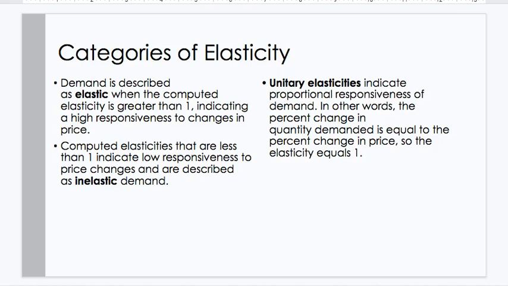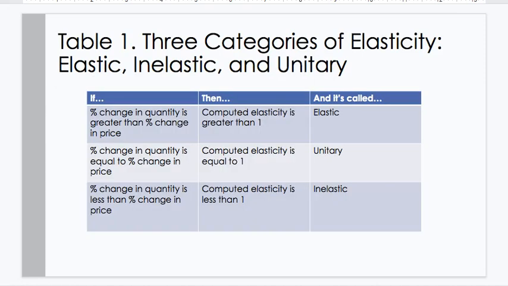Categories of elasticity. Demand is described as elastic when computed elasticity is greater than 1, indicating a high responsiveness to changes in price. Computed elasticities that are less than 1 indicate low responsiveness to price change and are described as inelastic. Unitary elasticities indicate proportional responsiveness of demand. In other words, the percent change in quantity demanded is equal to the percent change in price, so the elasticity equals 1. Table 1 shows the 3 categories of elasticity: elastic, inelastic, and unitary. You can go through and see what each is called. The definitions are here again.